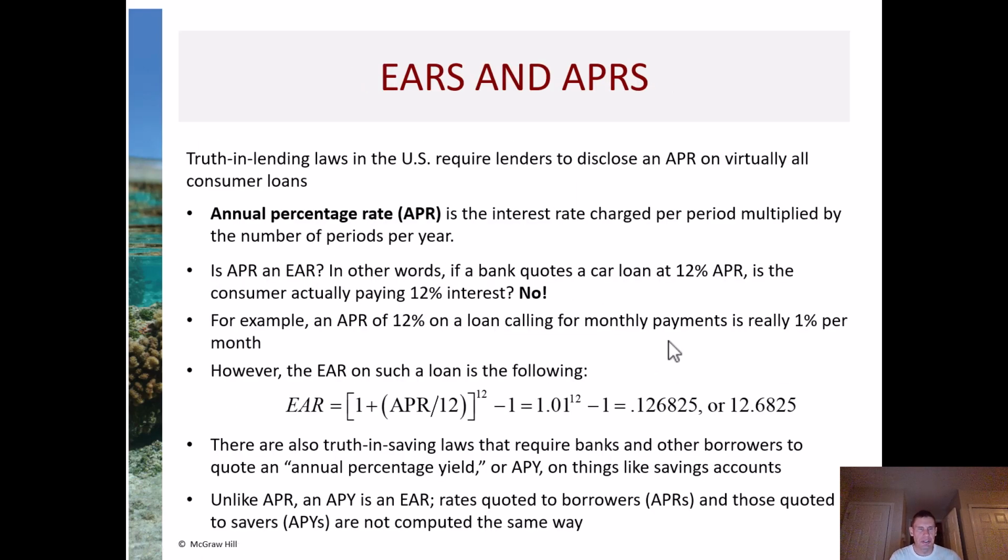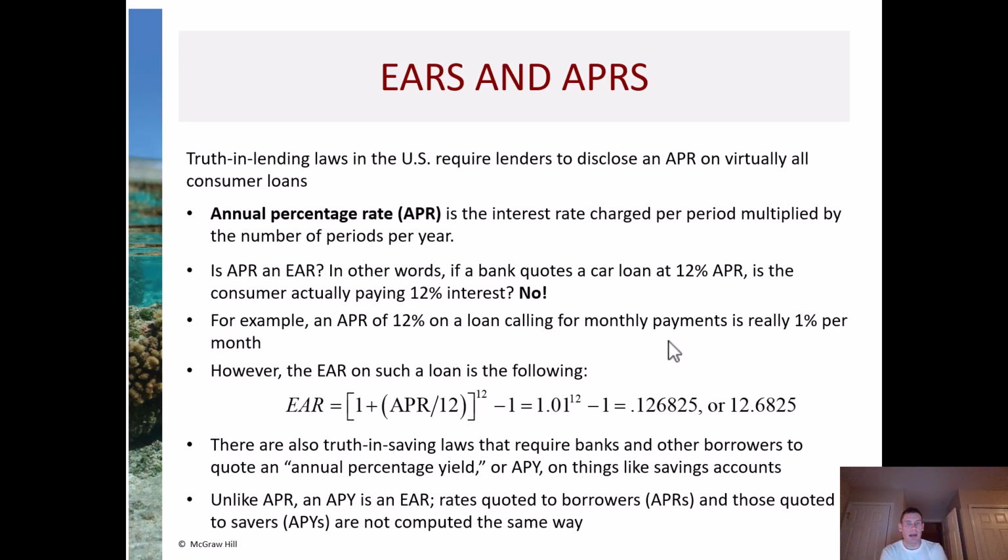Okay, so I do want to touch on this briefly because APR is something that you'll hear about when you're going into the bank, getting a loan, getting a car, stuff like that. Federal truth in lending laws in the US require lenders to disclose an APR on virtually all consumer loans, much as they might not want to. The annual percentage rate, the APR, is the interest rate charged per period multiplied by the number of periods per year. So the question is, is the APR the EAR? In other words, if a bank quotes a car loan at 12% APR, are you actually paying 12% interest? And the answer is you're not.